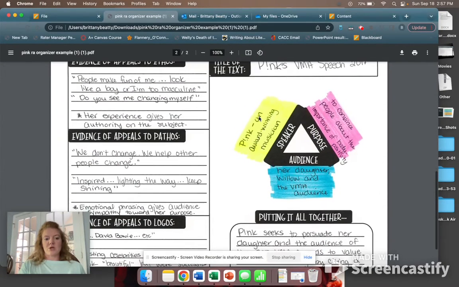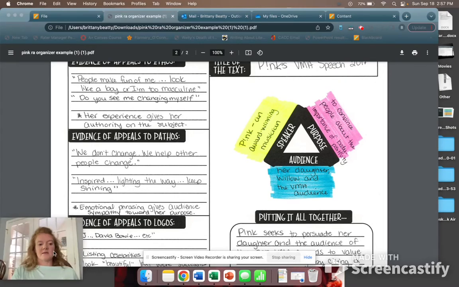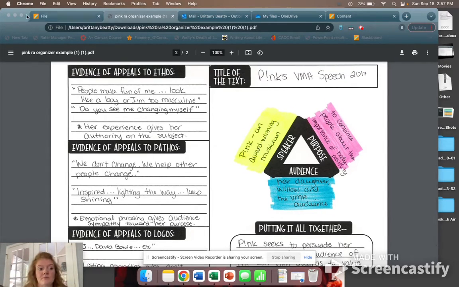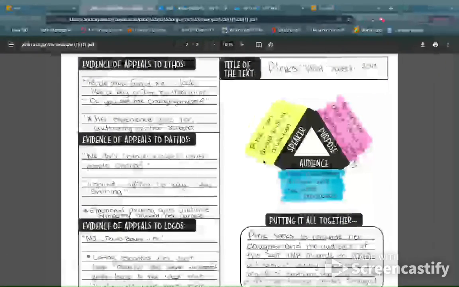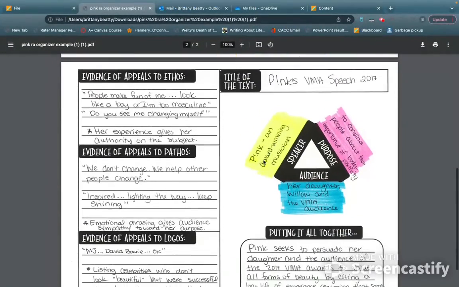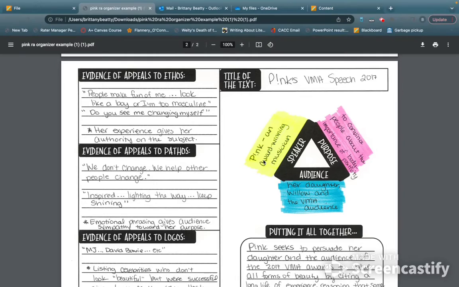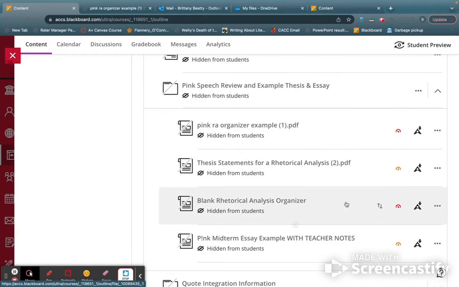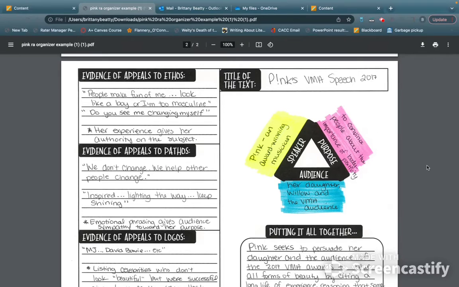Okay, so what I want to show you here is the graphic organizer for a rhetorical analysis paper. Think of it kind of like an outline. There is a blank one on your Blackboard page, so the blank one is right here for you to print off and fill in as you see fit.